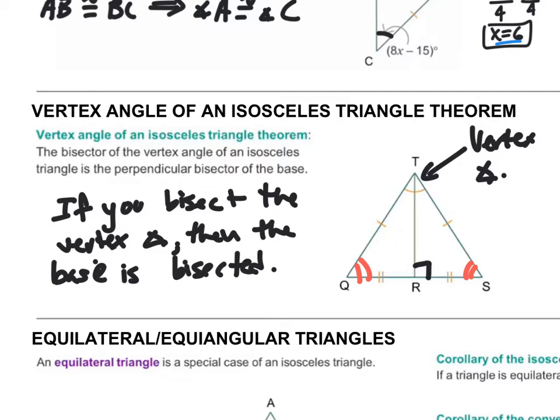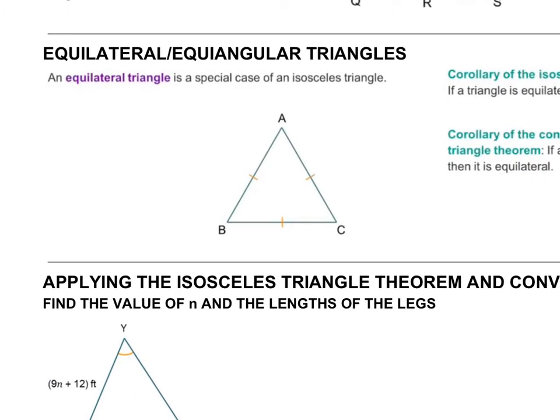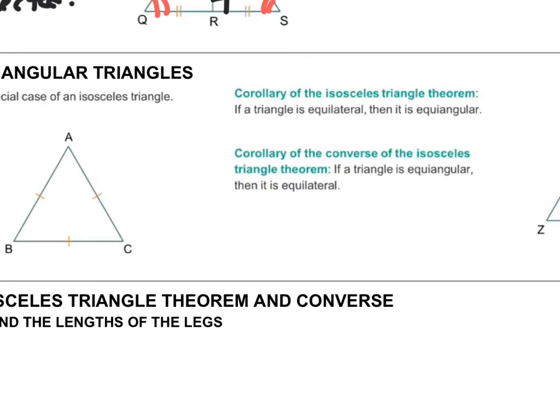So that's just one of the cool things about an isosceles triangle, okay, and then we also have what's called equilateral and equiangular triangles, okay? So an equilateral triangle is a special case of an isosceles triangle, and that's something I actually didn't know. I thought they were all just unique, but I didn't know it was a special case, okay.